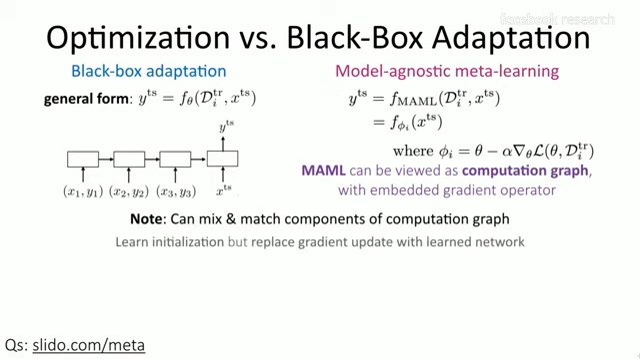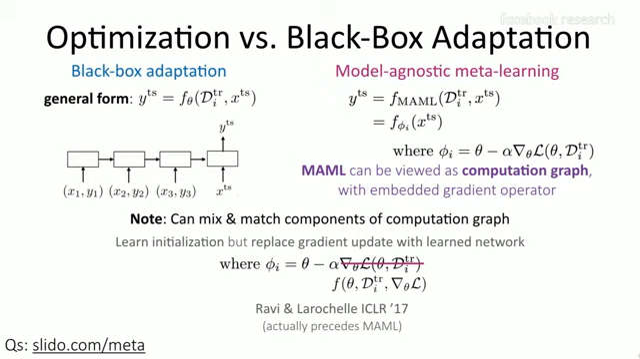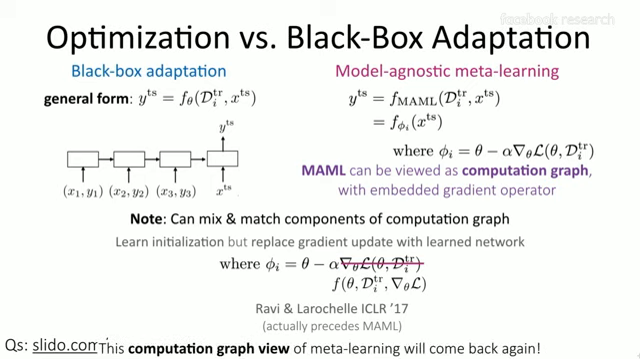So for example, one of the things that we could do is learn the initialization that MAML is doing, but also learn how to make gradient updates to that initialization. And that's exactly what Ravi and Larochelle did in 2017, which actually preceded the MAML work. And this computation graph view will come back again as we discuss the third type of approach. Great. So questions?